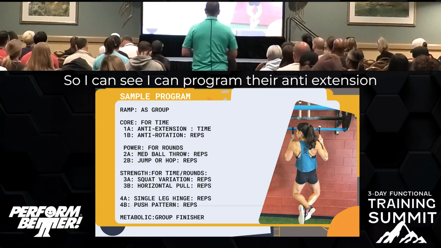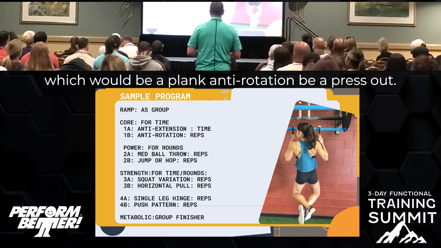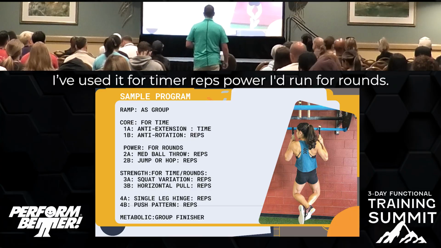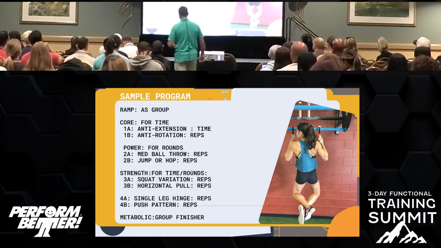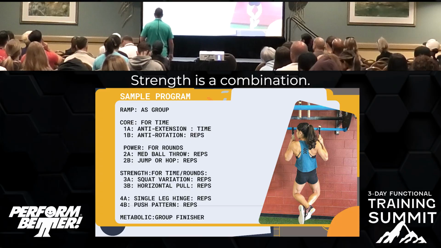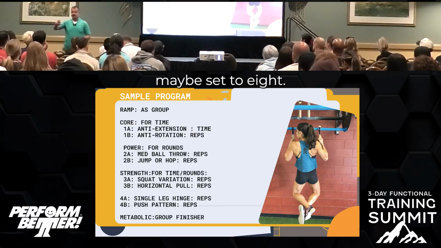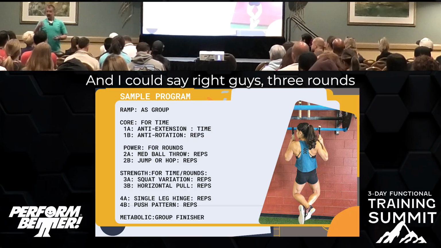So I can program there anti-extension, which would be a plank, anti-rotation, be a press out. I'd use it for time or reps. Power, I'd run for rounds. Strength is a combination. I'd probably do a squat and a horizontal pull, maybe sets at 8. And I could say, right guys, 3 rounds.